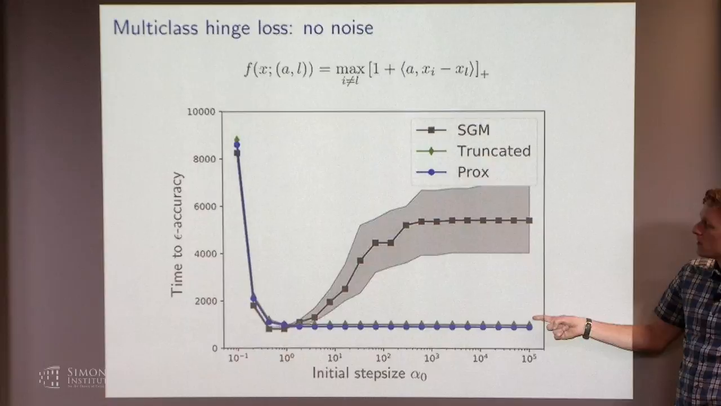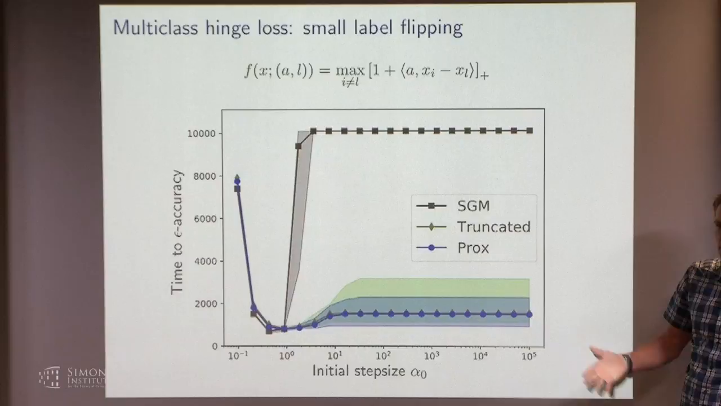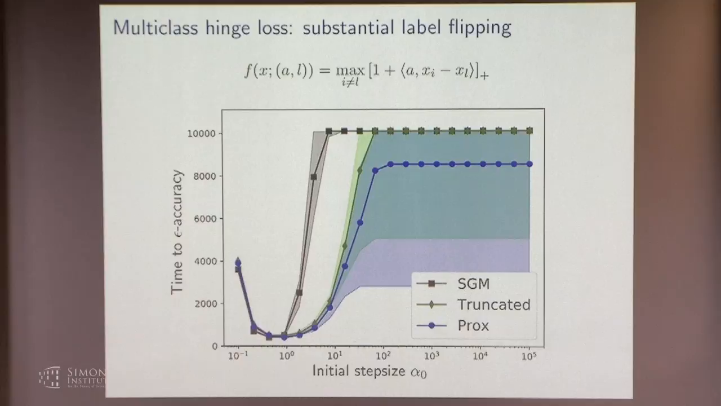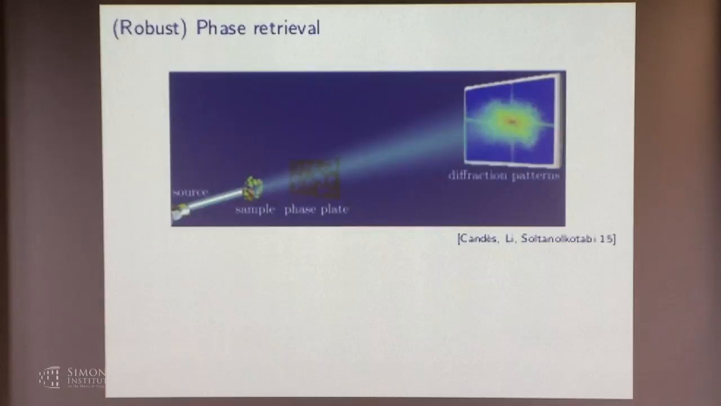Okay. Multi-class hinge loss with no noise. Here's multi-class hinge loss with a little bit of label flipping, say 1% flipping of labels. And here you can again see that these truncated and proximal point methods are getting much better behavior in terms of convergence. And with more noise, the behaviors start to get closer together, but there's still a gap.